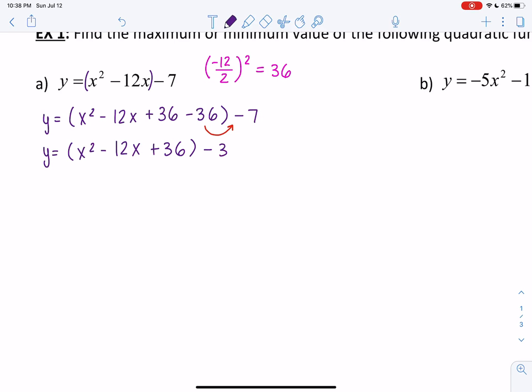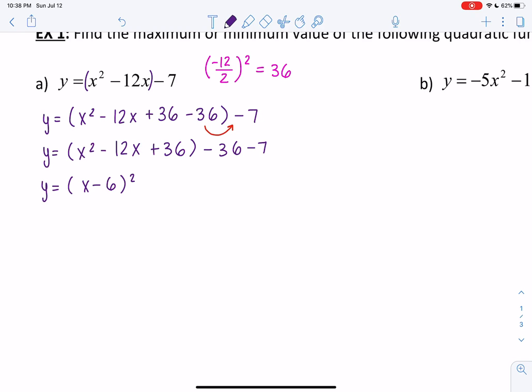And our minus 36 is left, and our negative 7 is there. Now, because of how we designed this, the stuff in the bracket is a perfect square trinomial. So when we factor it, we can factor it like a perfect square trinomial. If you're not used to that trick, you can factor it the long way, but you should get two of the same bracket.